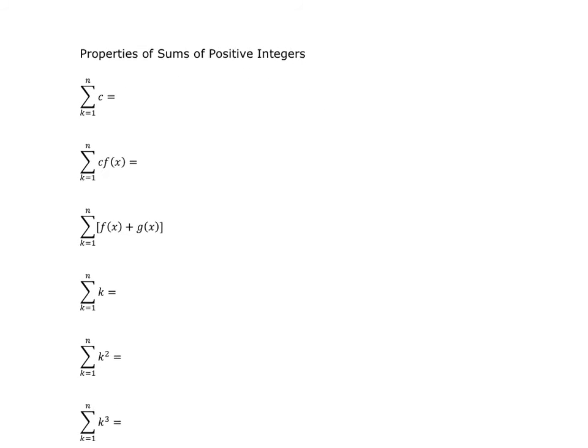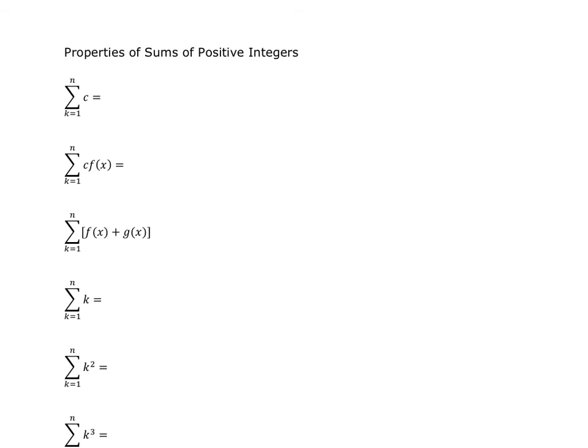All right, let's take a look. The first rule we have here is the sum of the constants. So the sum from k equals 1 to n of c. Keep in mind all of these start at k equals 1, and that's going to become important here, and I'll show you at the end why. But the sum of the constants is just the upper limit times the constant. So for example, if you did the sum of the 4s from k equals 1 to 7, you would just get 7 times 4, or 28.